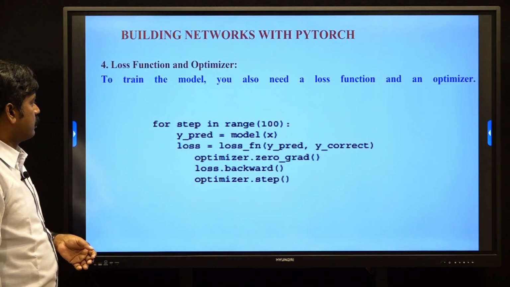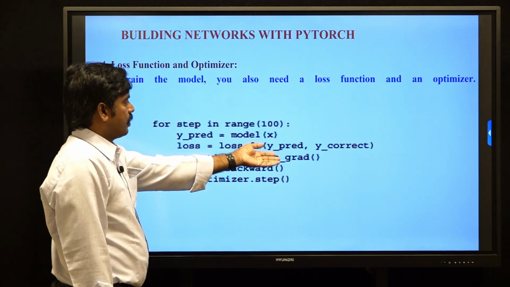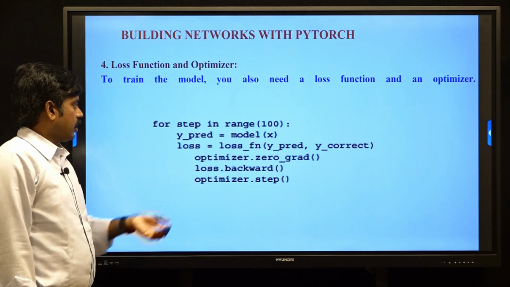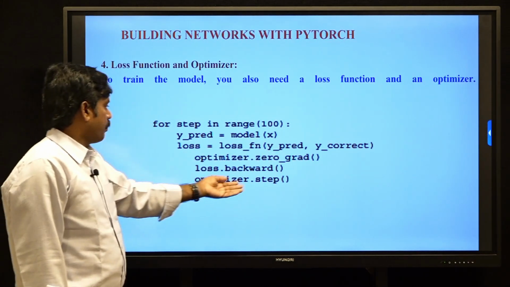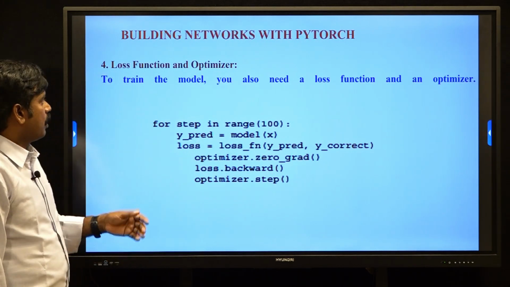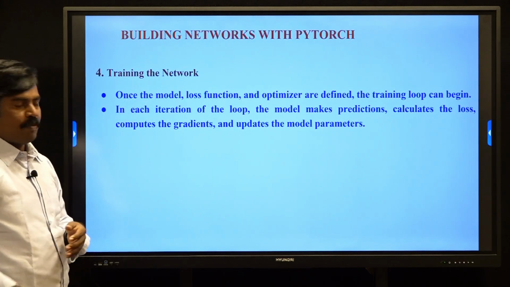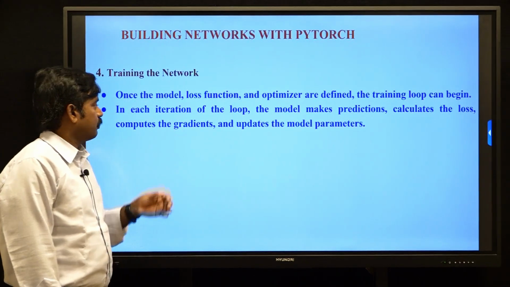Loss functions are calculated by using the loss function: loss is equal to loss function of y predicted, y correct. Using the gradients from loss.backward, we optimize the values of the weights. For training the network, after mentioning the loss function and optimization, we train the model.